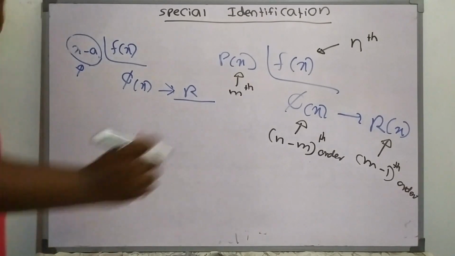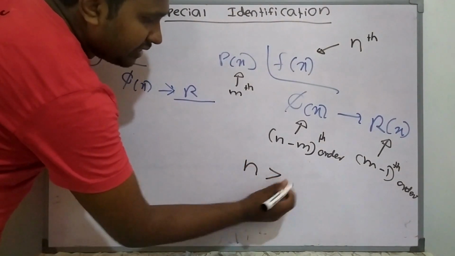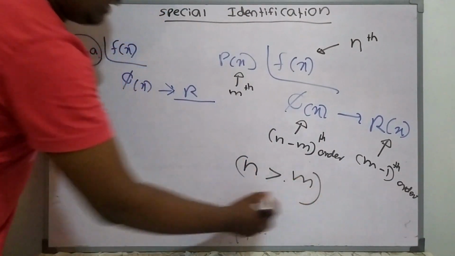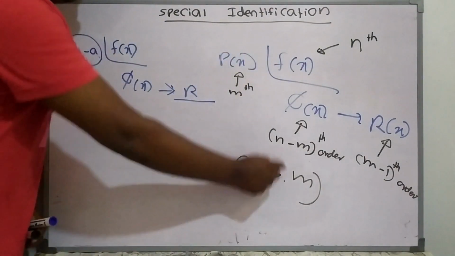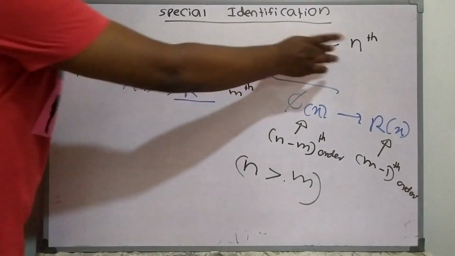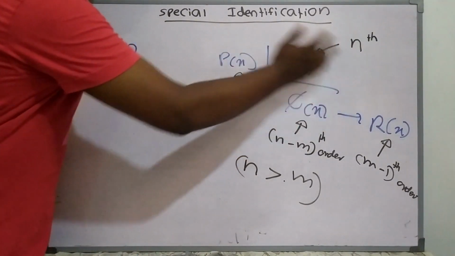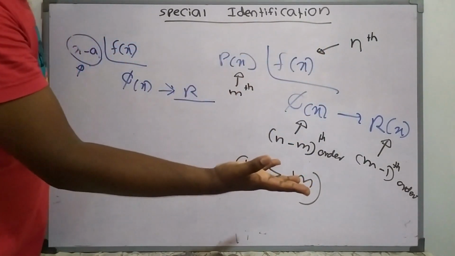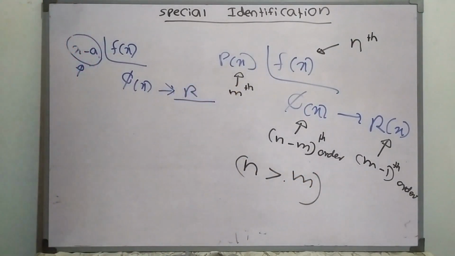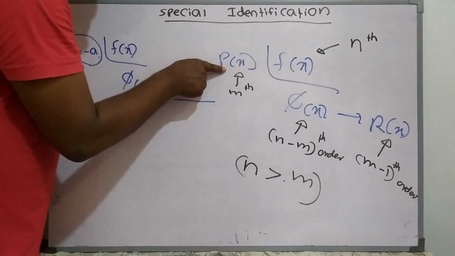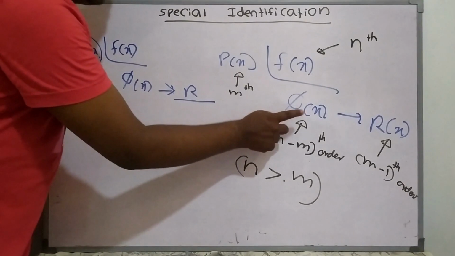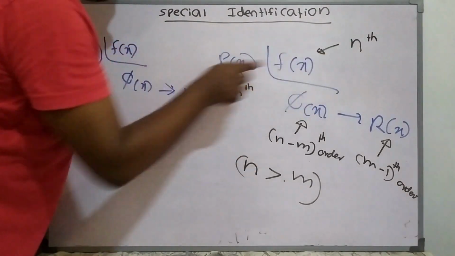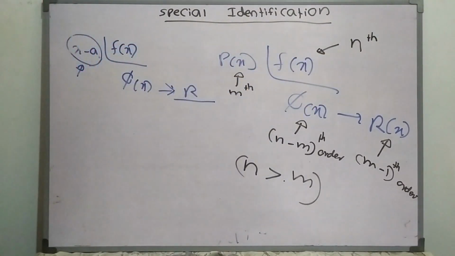The other thing is that n is always greater than m, otherwise you can't divide f(x) by p(x). Always n should be more than m. For example, if f is a fourth order polynomial and the divisor is a second order polynomial, the remainder will be first order, and the quotient will be 4 minus 2, second order.